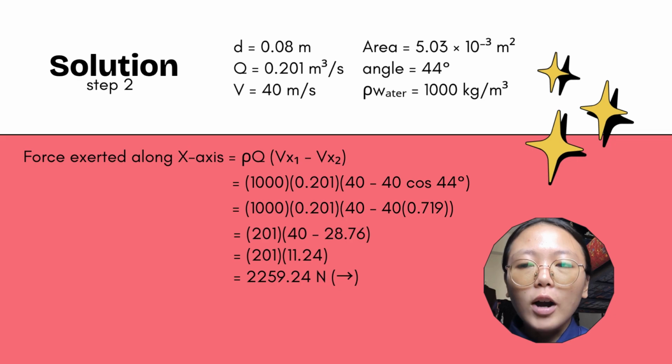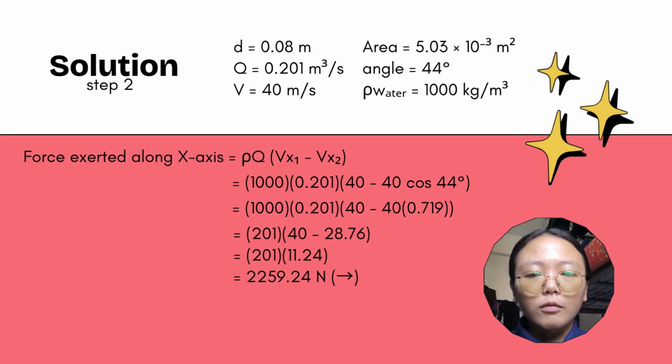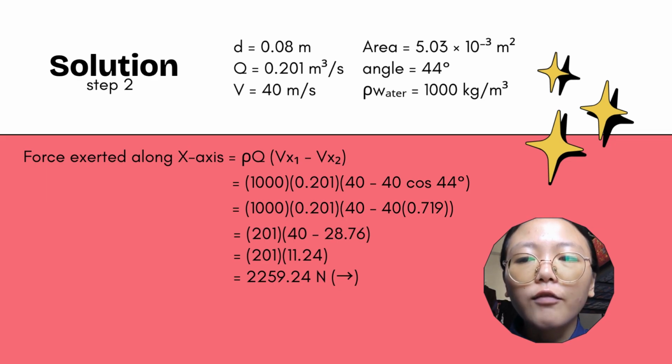We must find it by 40 multiplied by cos 44 degrees. Cos 44 degrees is 0.719. So we must multiply it with 40, and we get the answer 28.76 meters per second. Next, we must substitute the answers into the momentum equation, which is Fx equals rho q multiplied by the difference of Vx1 and Vx2.